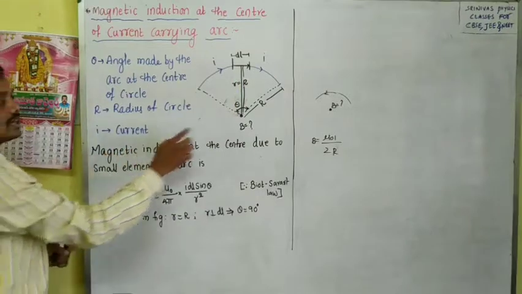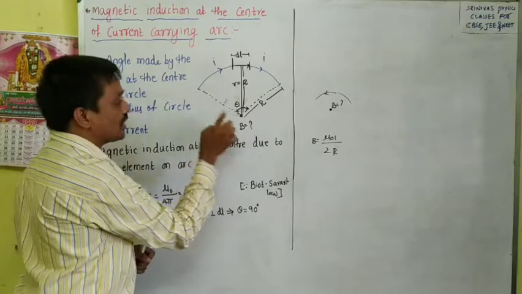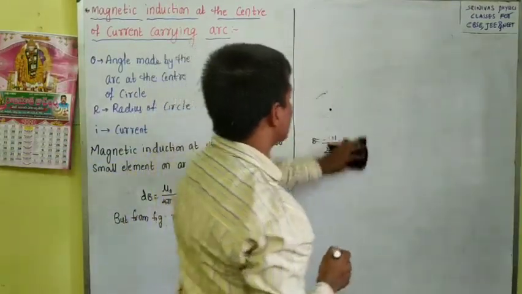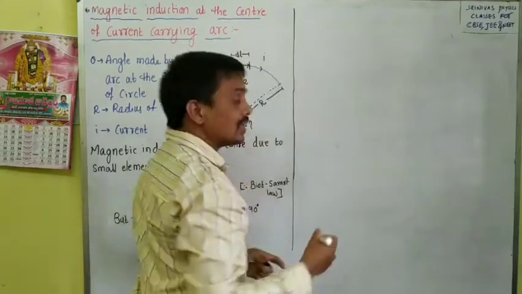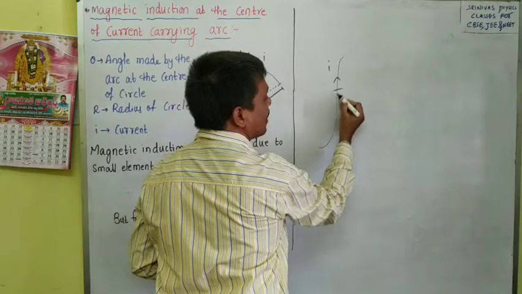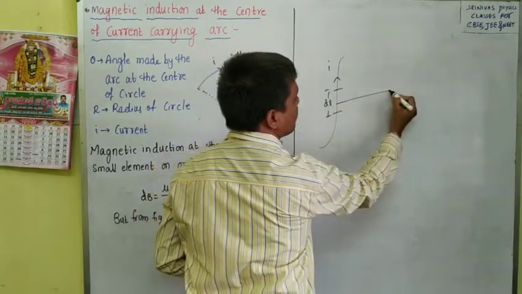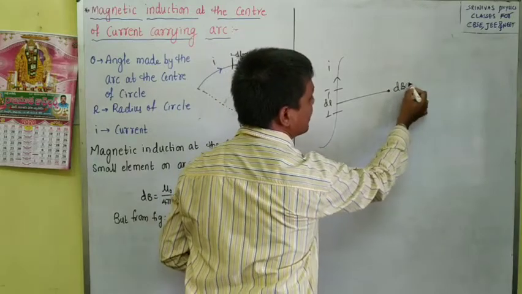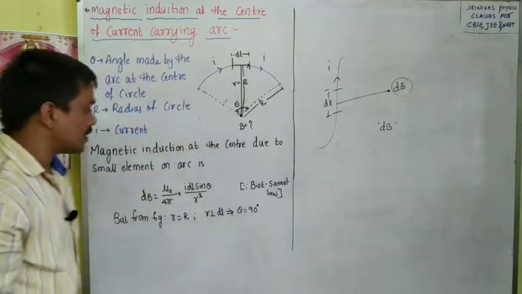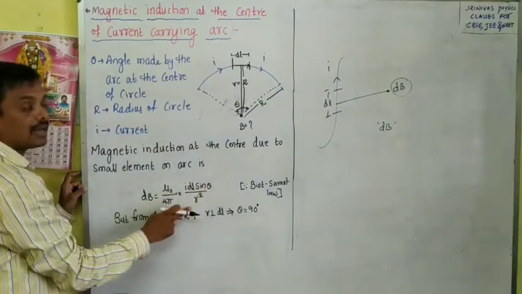Our question is to find the magnetic induction at the center, and to find it we have to use the Biot-Savart law. While applying it, on this current carrying wire we take a small element of length dl, and due to that the small magnetic induction is dB. According to the Biot-Savart law, the formula is mu naught by 4 pi into I dl sin theta by r square.